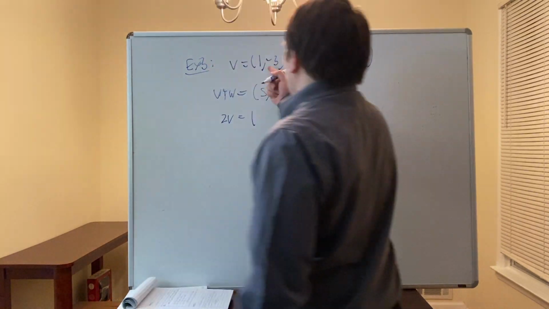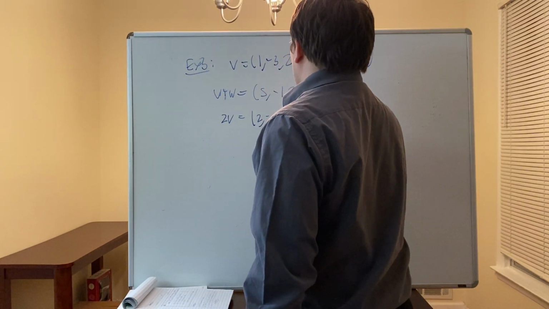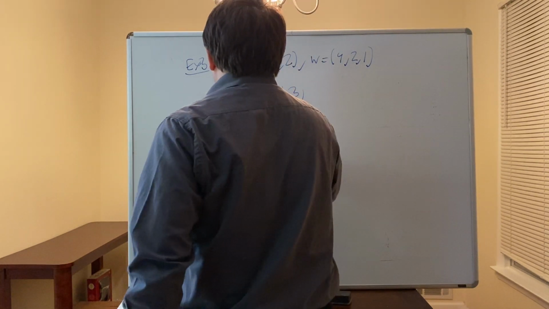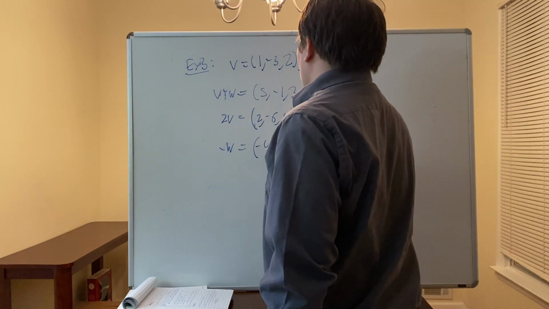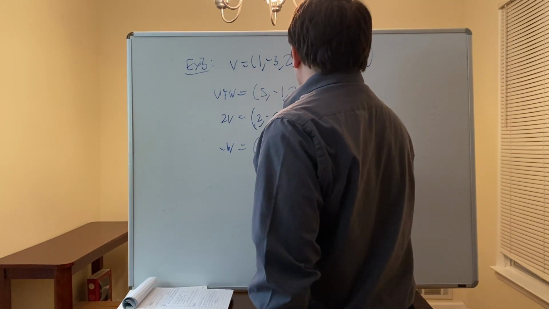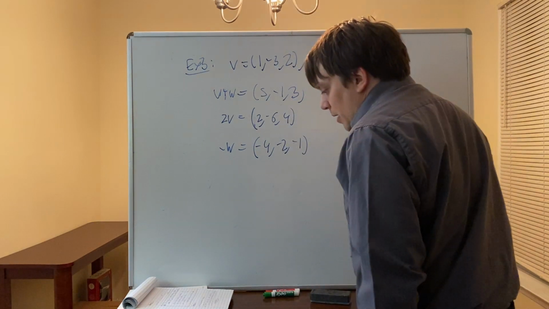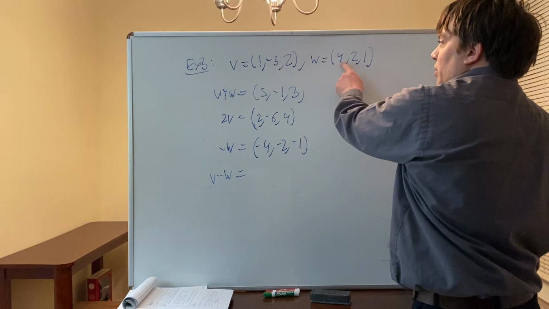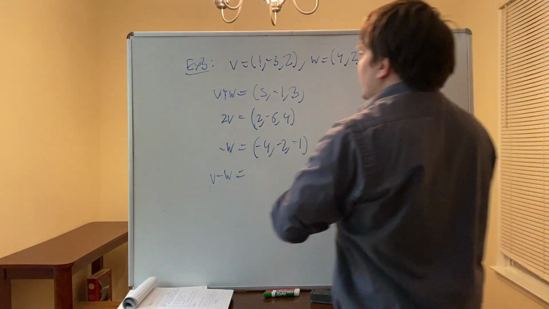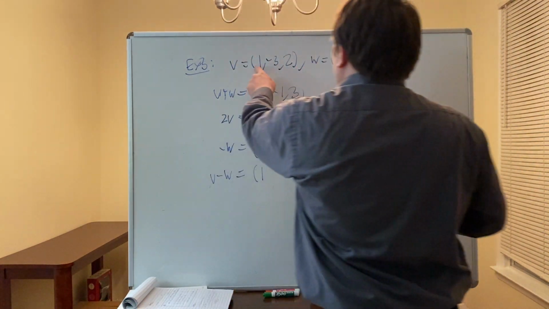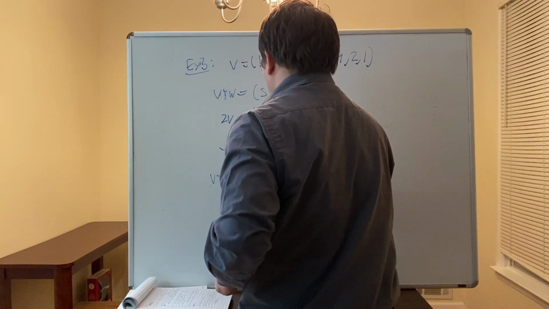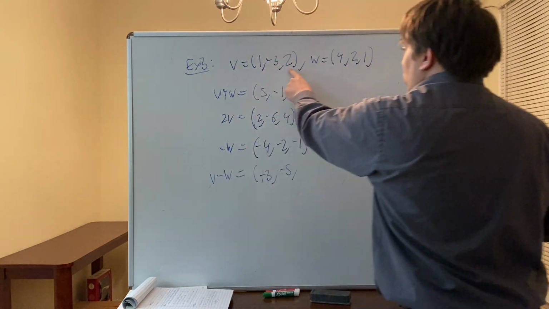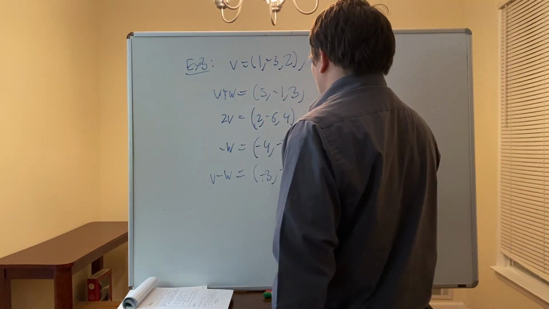2v, you just multiply each component of v by 2: (2, -6, 4). And that's 2v. Then negative w, just taking the negative of the components of w. So (-4, -2, -1). And then v minus w is just taking the component of v and adding it to the negative of the corresponding component of w. And so this is 1 plus negative 4, which is negative 3. This is negative 3 plus negative 2, which is negative 5. This is 2 plus negative 1, which is 1.